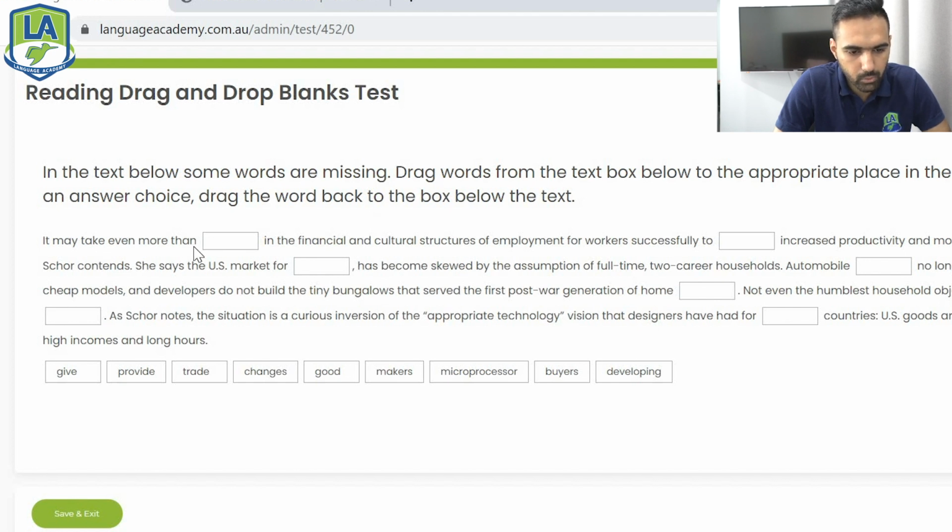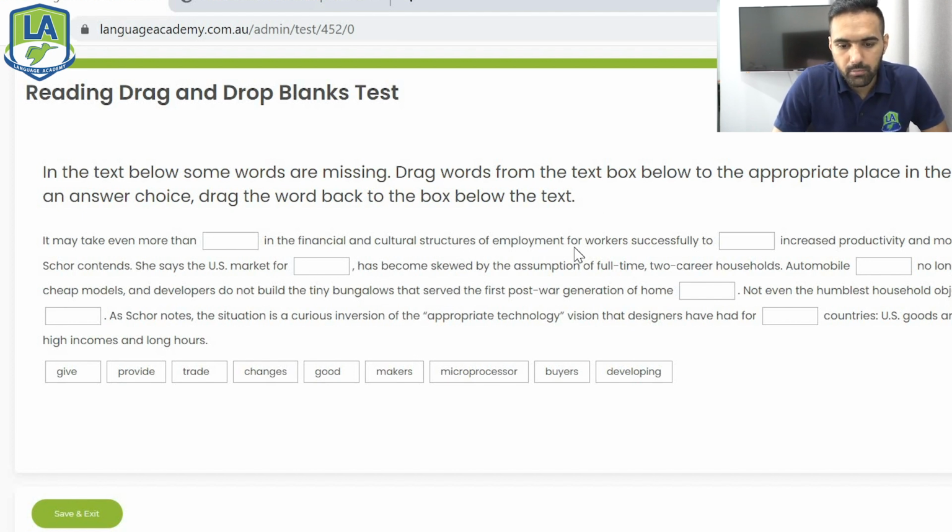It may take even more than dash. More than give won't make any sense. More than provide won't make any sense. More than changes can be the right answer. More than good won't make any sense. More than bias. I'm not really sure about the first one. I'll move on to the second one.